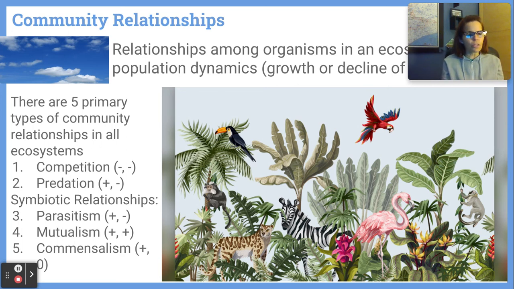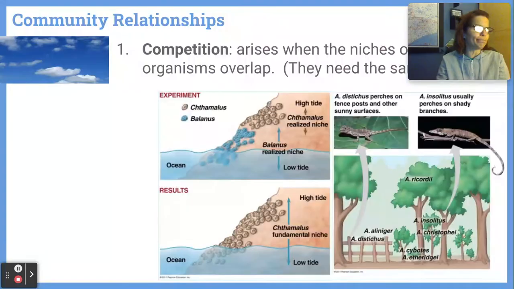And then commensalism is the one that nobody ever has heard of. That's a plus zero relationship. So one is benefiting and the other is unaffected by it.